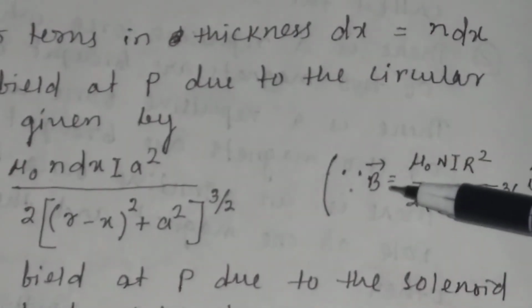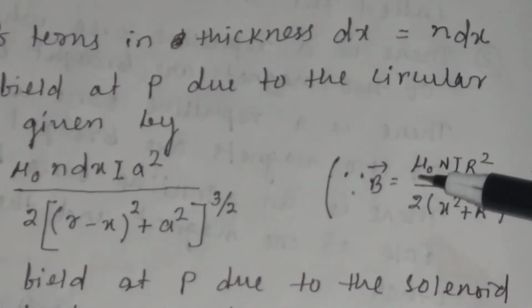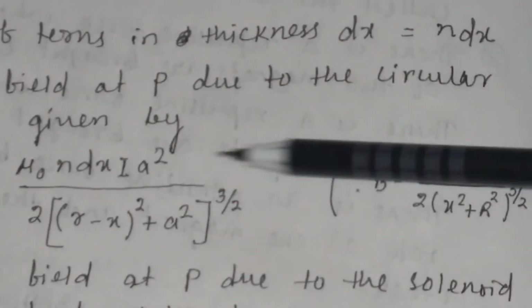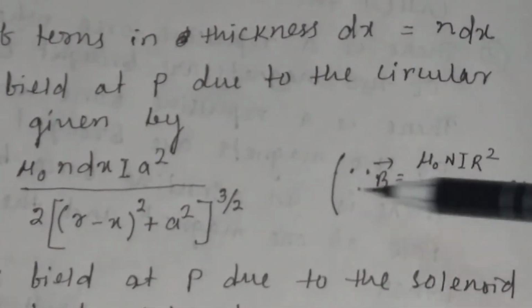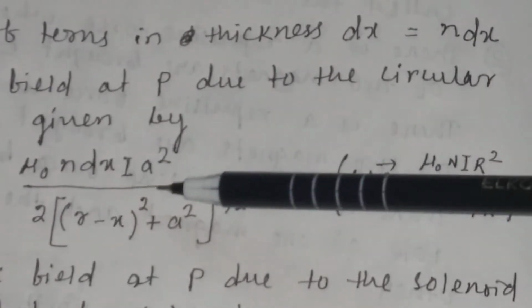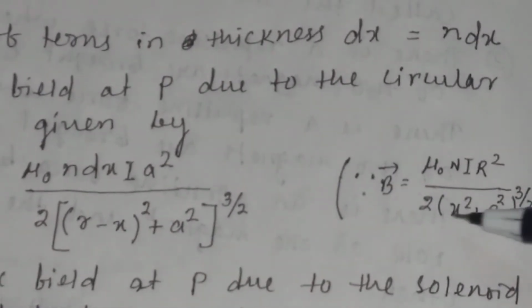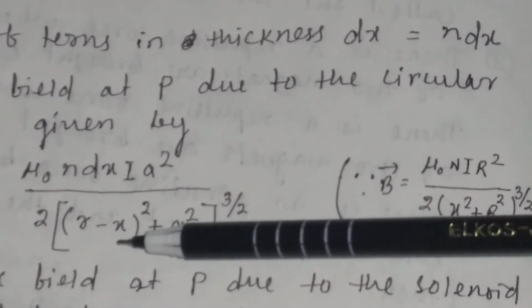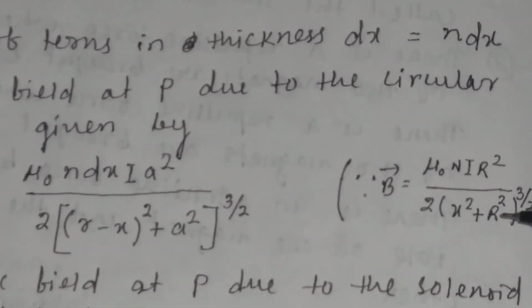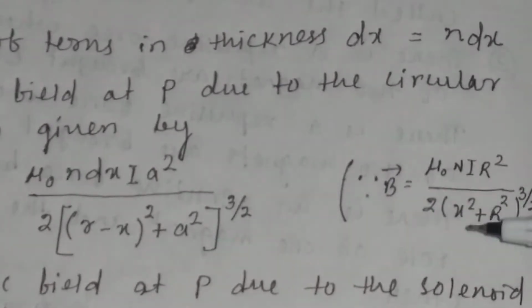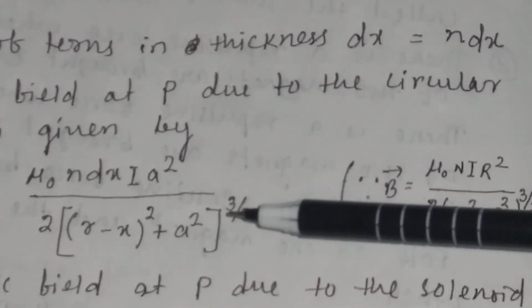So compare these two equations. You have substituted mu 0 here, here you have substituted n, and here you have to take n dx, here I a square, and instead of x square you put r minus x whole square, and here r will be equal to a. So r square will be equal to a square whole to the power 3/2.